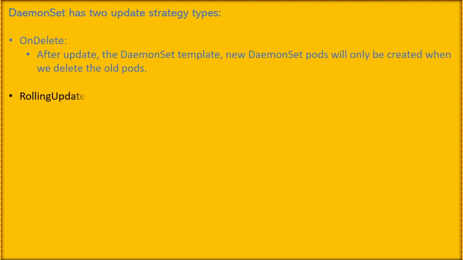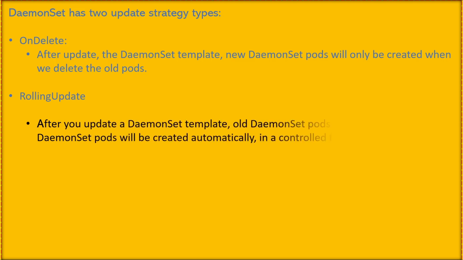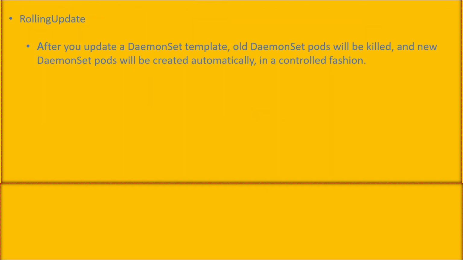And the other option is RollingUpdate. Nowadays, this is the default strategy. After you update the DaemonSet template, the old template pod will be killed and the new DaemonSet pod will be created automatically in a controlled fashion. At most, one pod of the DaemonSet will be running on each node during the whole upgrade process.